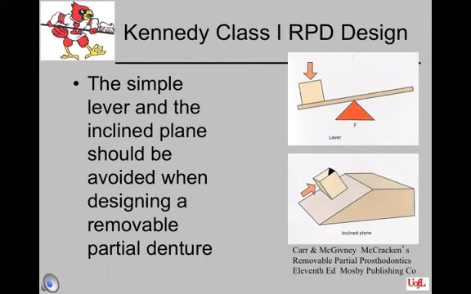When we design a removable partial denture, we want to avoid creating a first-class lever because it's very destructive on our abutment tooth. We also want to avoid the inclined plane because we don't want to have our partial denture leaning on the sides of teeth and putting pressures to actually create a movement of the tooth away from the partial denture framework, as would be the case with the inclined plane.